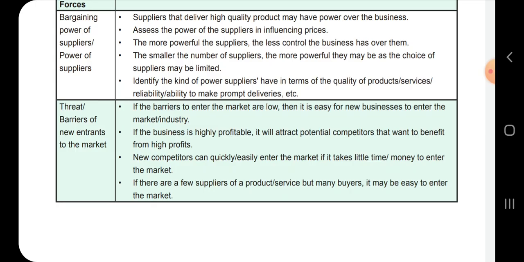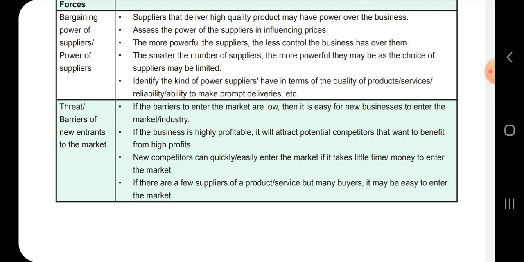When it's easy for people to enter, remember you're going to deal with a lot of competitors in the long run. If the business is highly profitable, it will attract potential competitors that want to benefit from high profits. So I'm making a lot of money, and a lot of people are going to want to do this business so that they can also share in the market.